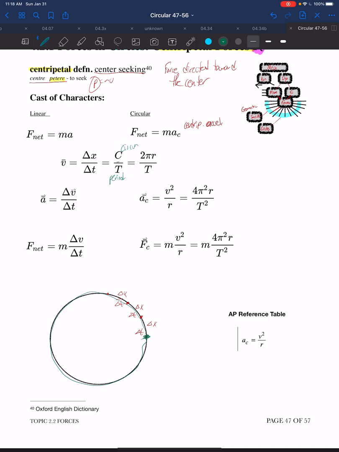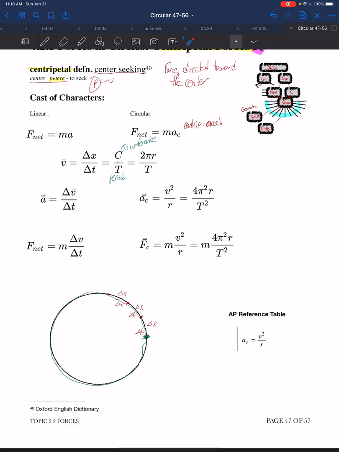Circumference and period. Now, circumference is given by the equation 2 pi r, and the T is T. So we could express average velocity as delta x over delta t, or as the circumference divided by the time, circumference being 2 pi r divided by the time, or the period in this case. So there's several expressions we have for the velocity. Now, getting back to this acceleration, which is defined as the average acceleration is the rate of change in velocity, delta v over delta t. Well, that's in a linear case.